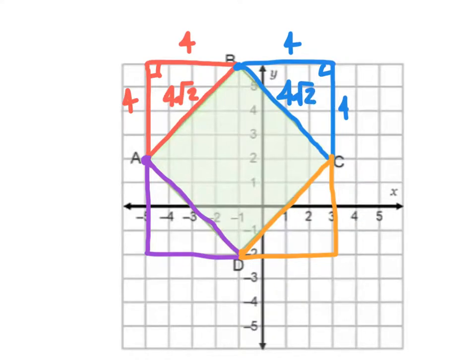Let's go down to AD. This one is down 4 over 4. And for CD, it's going to be 4 and 4. So we already kind of know what we're going to have here. This is going to be 4 root 2. This is 4 root 2. Let's just go ahead and do that.